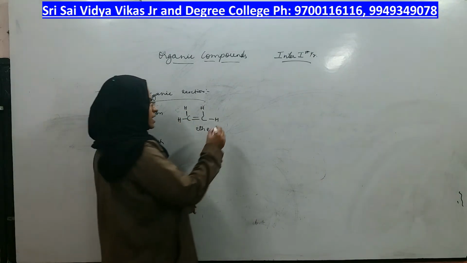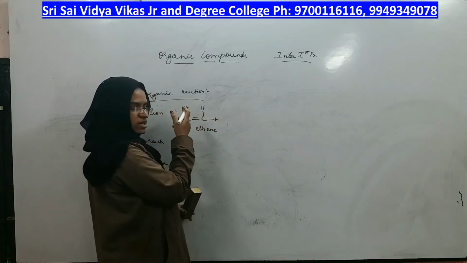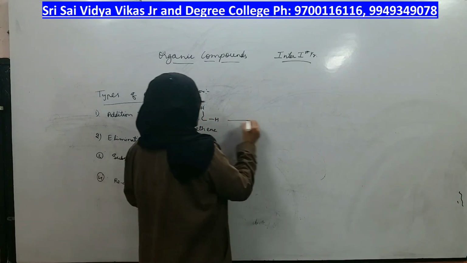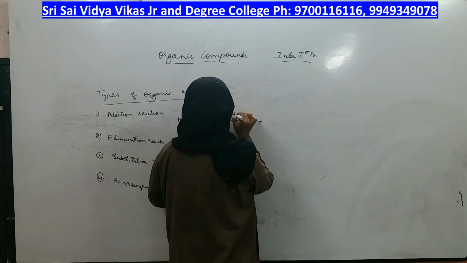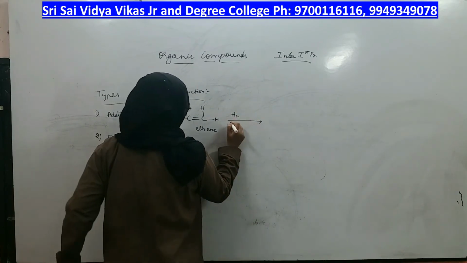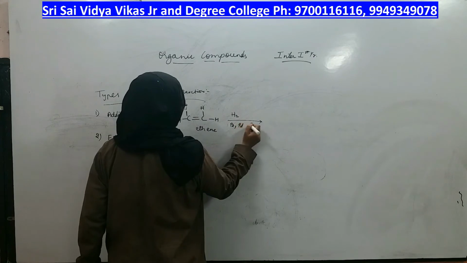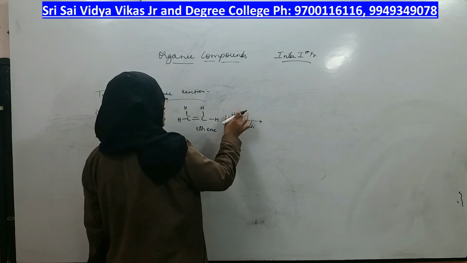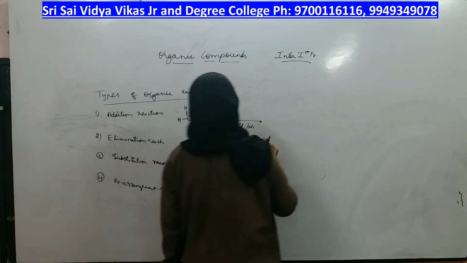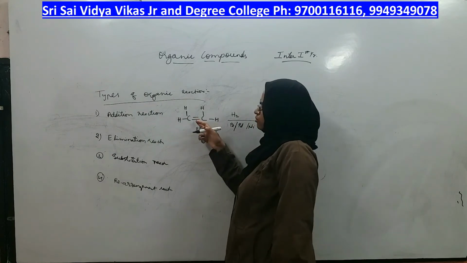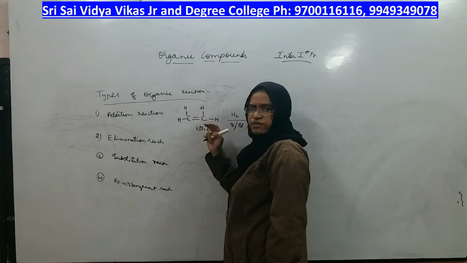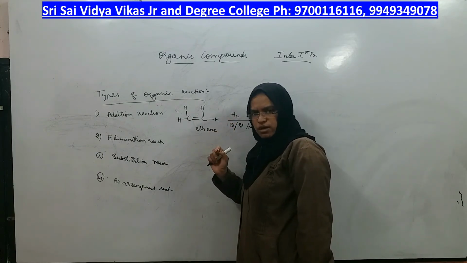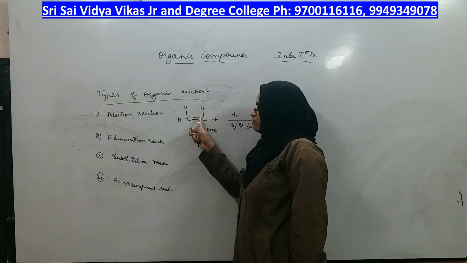This is a substrate, as you have already seen: substrate plus reagent gives product, right? If you take a reagent like hydrogen gas in the presence of a catalyst, what happens is, as there are two bonds, sigma bond and pi bond, which of those two bonds is weak? Pi bond is a weaker bond compared to sigma bond. So you will break that bond.